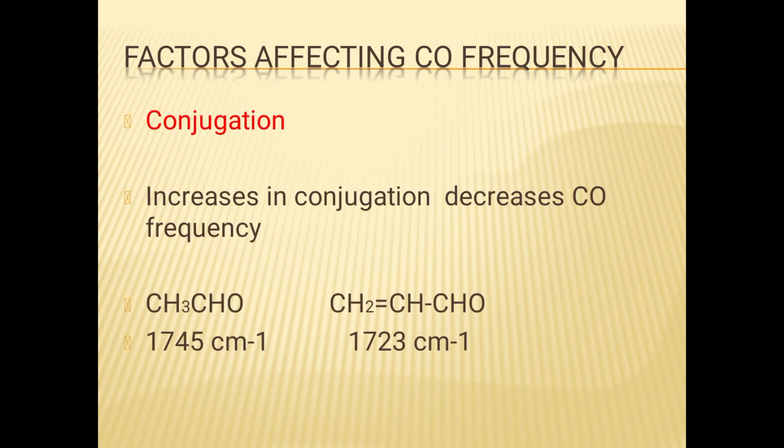Then next is conjugation. If you see an increase in conjugation, there will be a decrease in CO frequency. Now in the first one, there is no conjugation at all, so you see 1745 as your carbonyl frequency. The minute you add one CH2, that is, you make it a conjugated system, the frequency reduces.